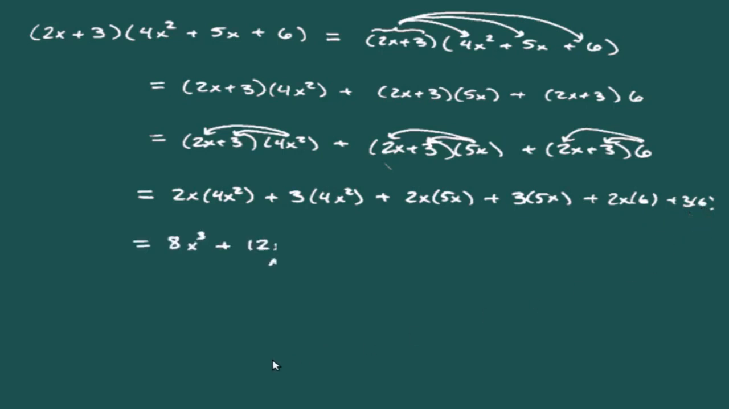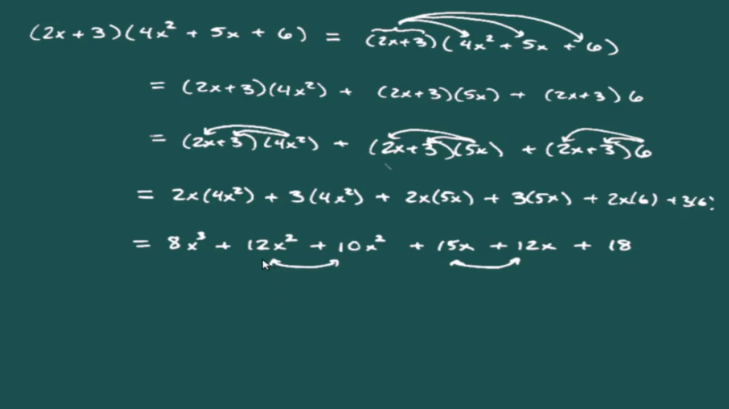Now we're up to the point where we multiply coefficients, add exponents. So 4 times 2 gives us 8. X times x squared gives us x cubed. 3 times 4 gives us 12 times x squared. 2x, 2 times 5 is going to give us the 10. X times x gives us x squared. 3 times 5x gives us 15x. 2x times 6 gives us 12x. And 3 times 6 gives us our 18.